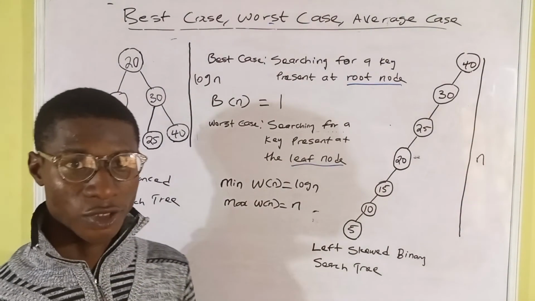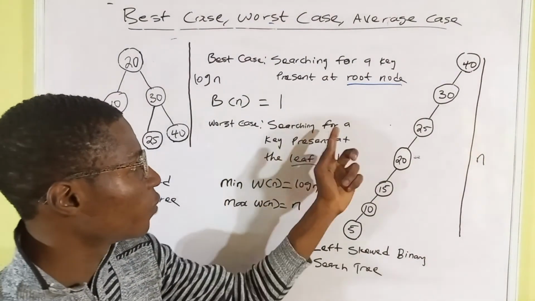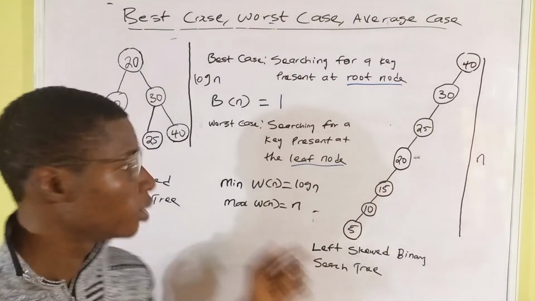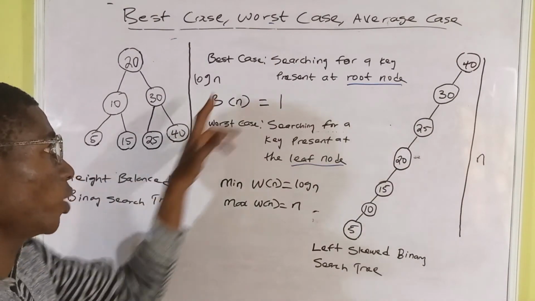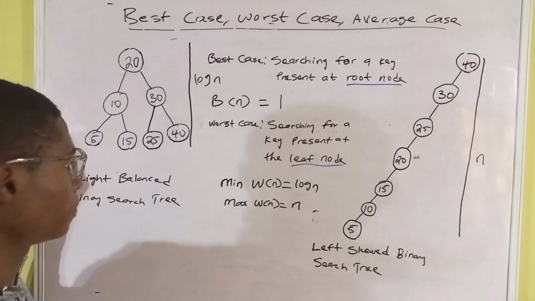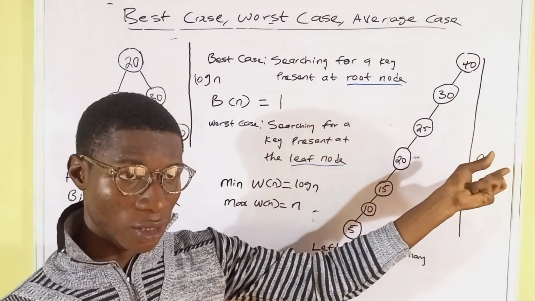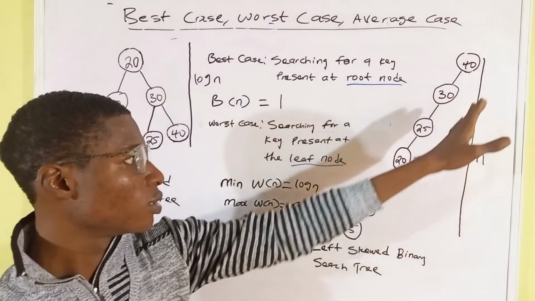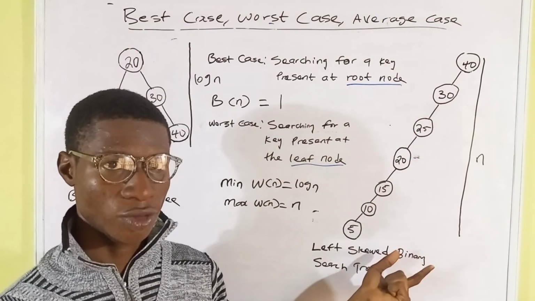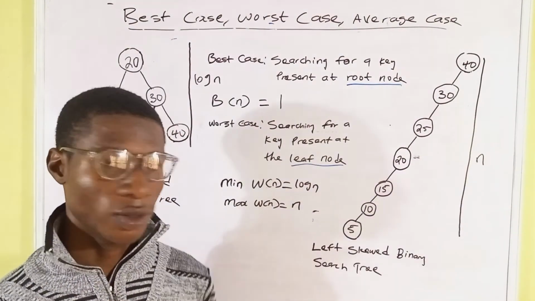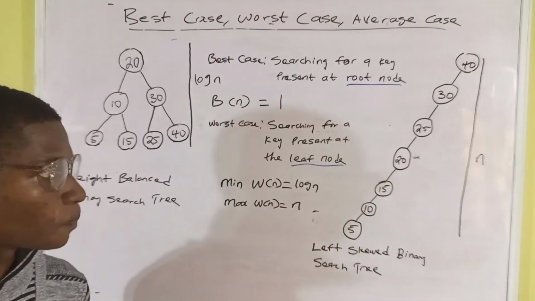So let me give a summary again. The worst case is when you are searching for a key present at the leaf node. Okay. In this case, the leaf node is here, and the number of comparisons that you are doing is log n, which is half the size of the tree. Okay. In this case, the number of comparisons that you are doing is the size of the binary search tree, which is n, okay? And that's what we have here. So I hope you get this right.